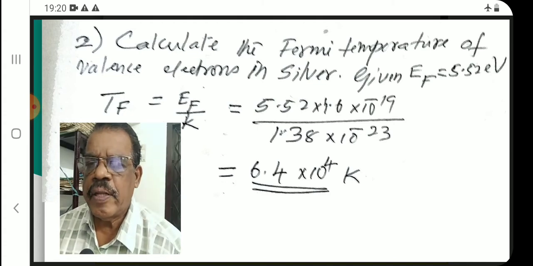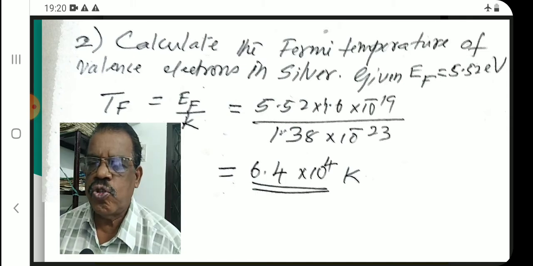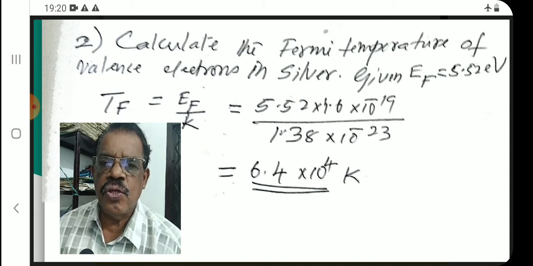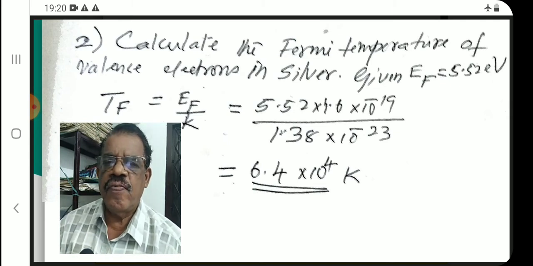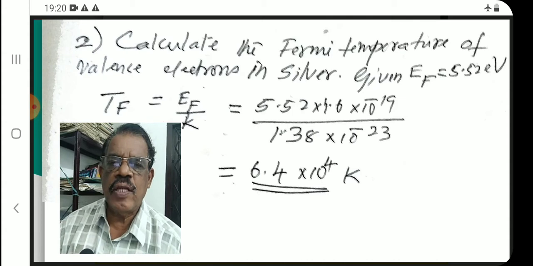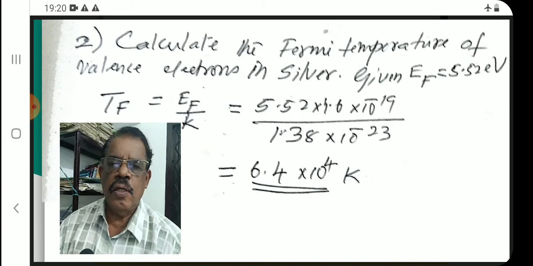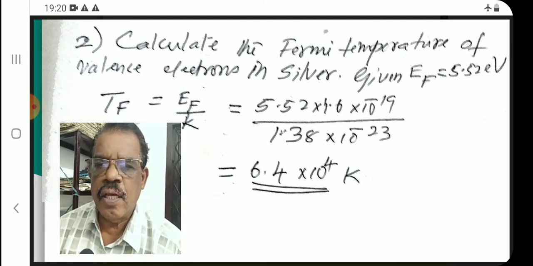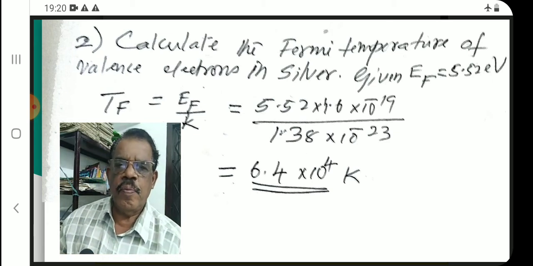You know the Fermi temperature TF is equal to EF by K, where EF is the Fermi energy and K is the Boltzmann's constant. The value of Boltzmann's constant is 1.38 into 10 raised to minus 23. So TF is 5.52 into 1.6 into 10 raised to minus 19. This 1.6 into 10 raised to minus 19 is put in order to convert eV into joule. By K, Boltzmann's constant, 1.38 into 10 raised to minus 23. We get 6.4 into 10 raised to 4 K. That is the Fermi temperature.